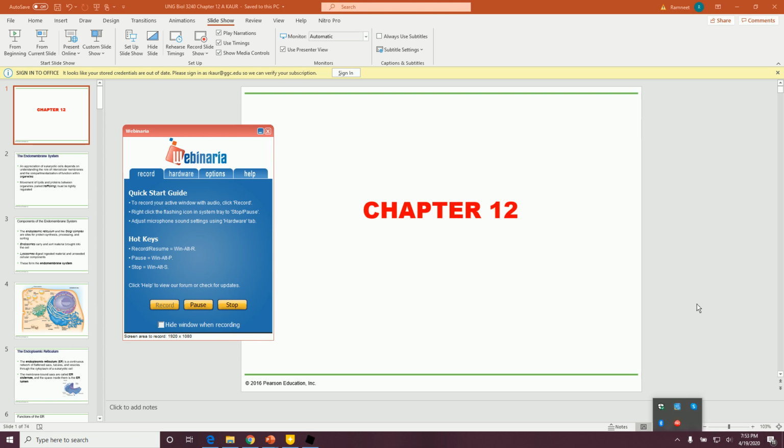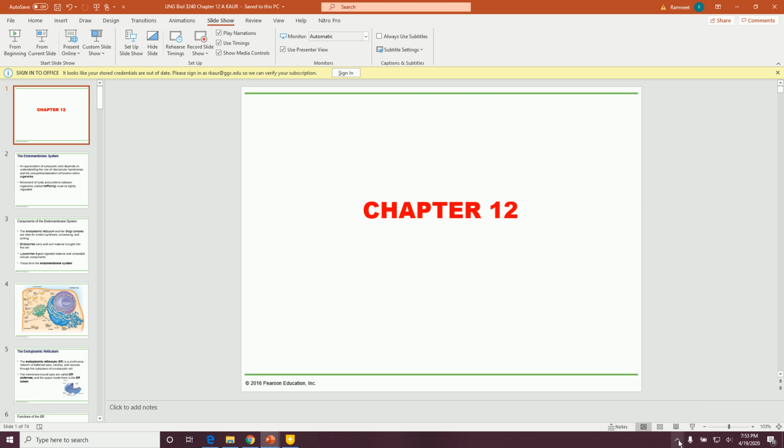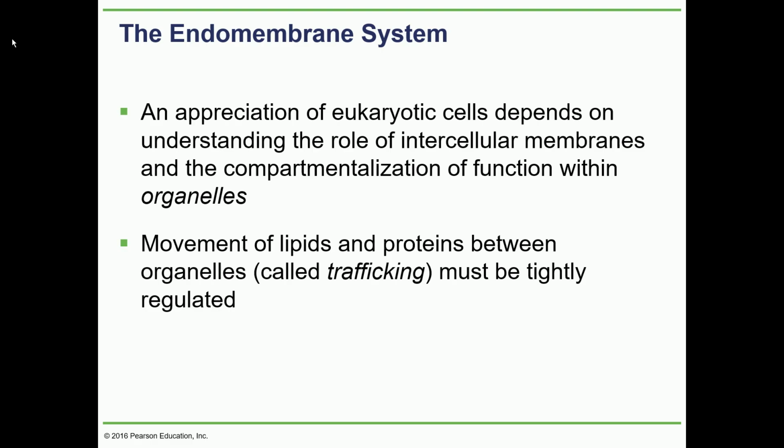Let's discuss chapter number 12. Chapter 12 is a very long chapter and it has been divided into two parts. I usually distribute it into 12A and 12B. In 12A, we are going to focus on the endomembrane system and go over its components. In 12B, I'm going to focus on endocytosis and exocytosis, and we are going to talk in much detail about the different proteins involved in endocytosis and exocytosis.